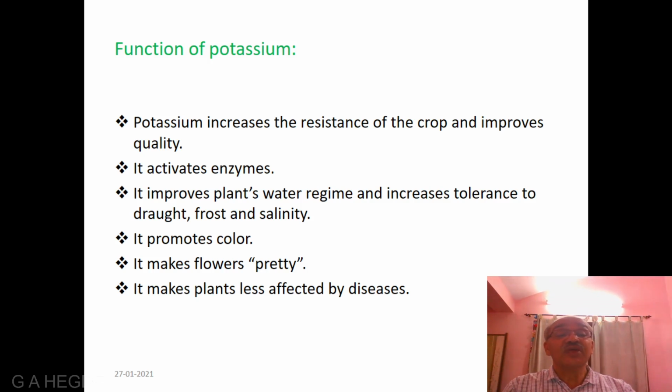Function of potassium. Potassium increases the resistance of the crop and improves quality. It activates enzymes. It improves plants' water regime and increases tolerance to drought, frost, and salinity. It promotes color. It makes flowers pretty. It makes plants less affected by diseases.